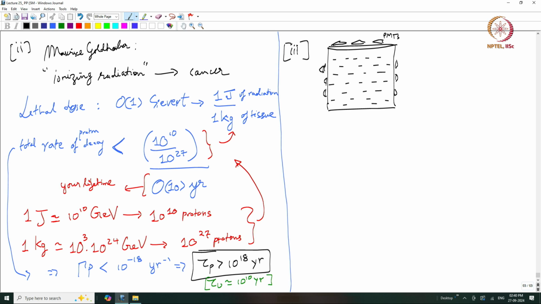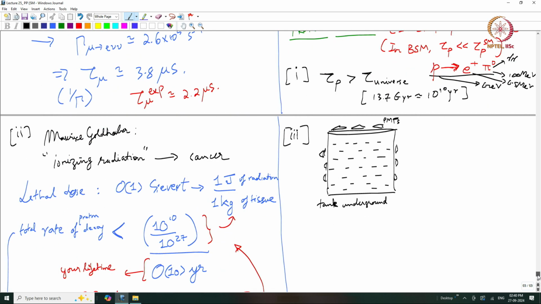So PMTs, how do they do that? They convert that to a photoelectron using the photoelectric effect. Okay. So this you can do. You can take a large tank or vat of water, go underground so that you don't get contamination from cosmic rays and so on. Put it in a very dark place and look for the proton decaying. If it decays to say e+ and pi 0, you know that the pi 0 will produce 2 photons, right?